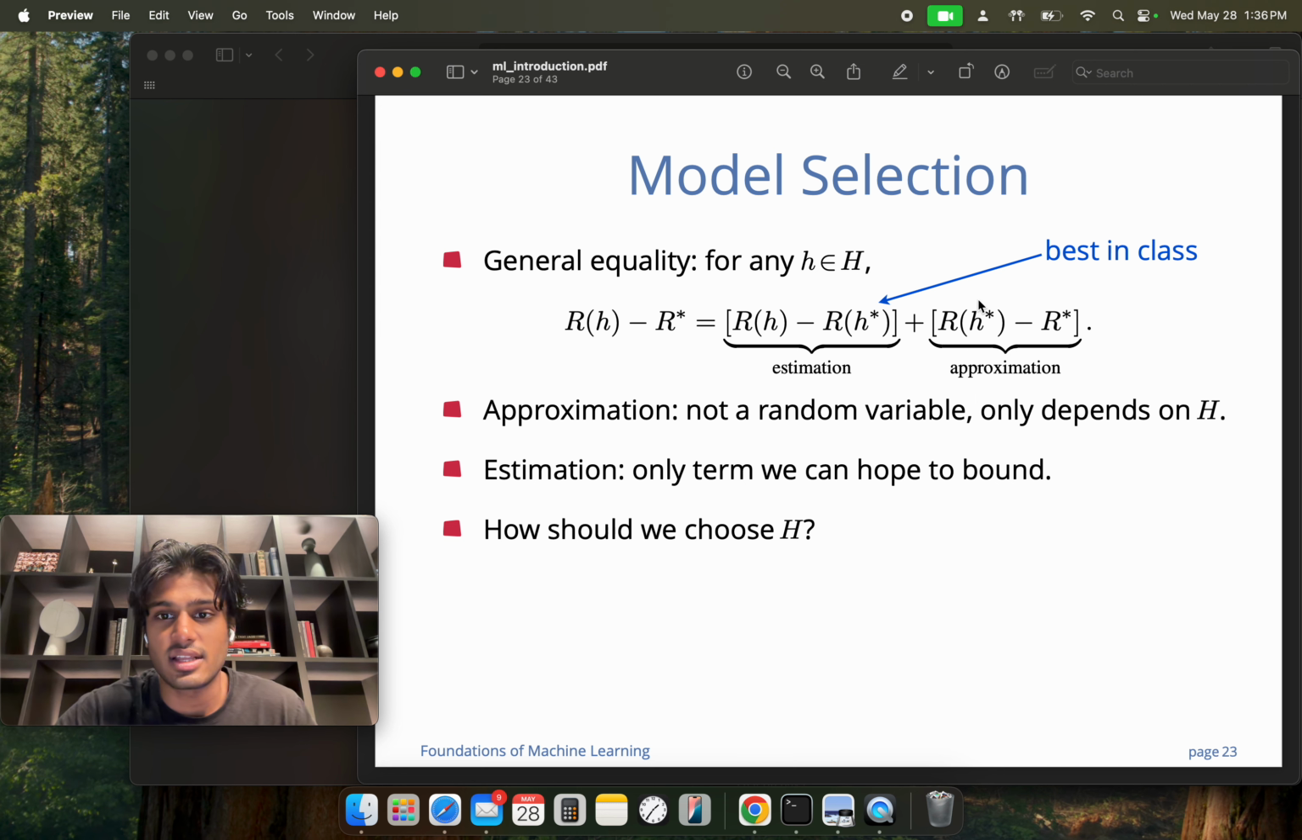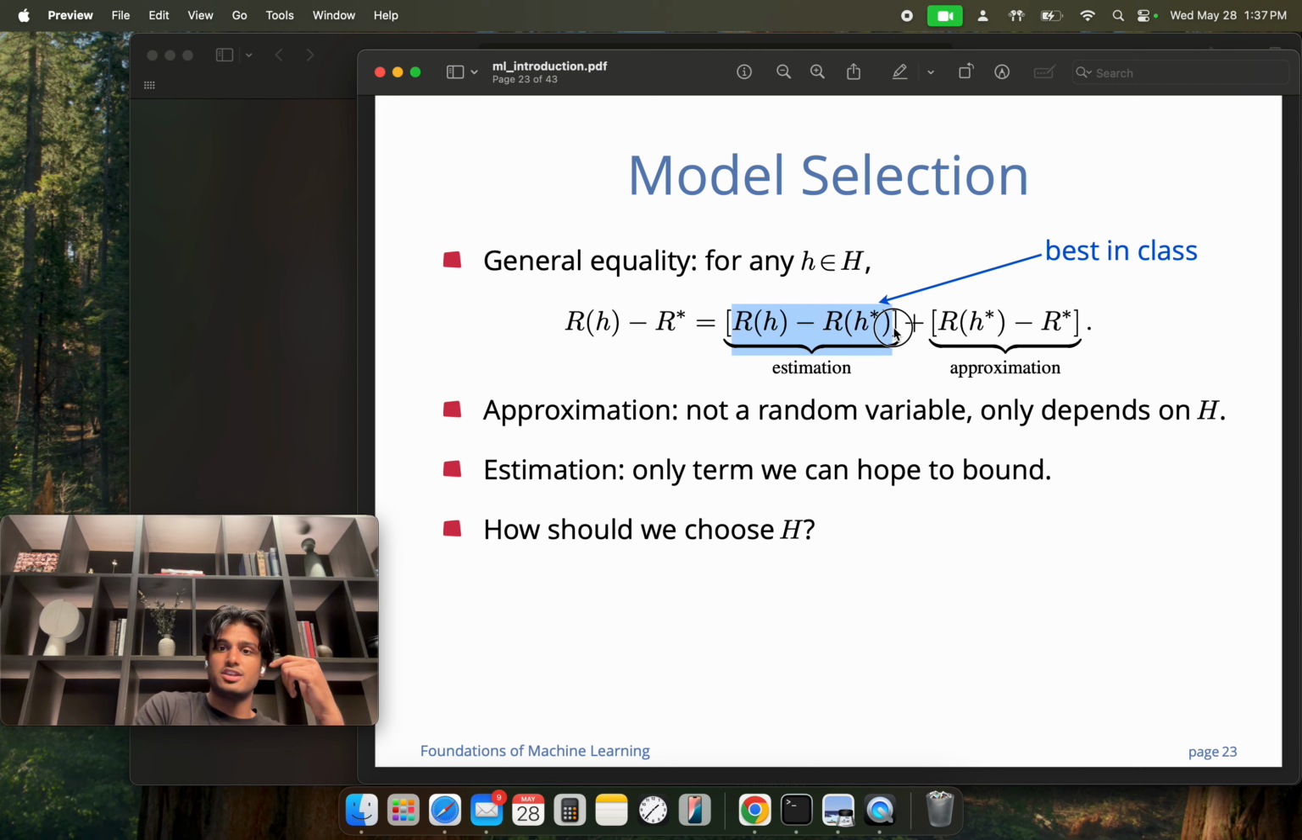You can think of this as like the bias variance trade-off. This term is the bias. How good is it compared to the absolute best in class? The absolute best in class compared to zero. Let's put R star as 0, because for a deterministic case R star is 0 anyway, right? So this is the best in class. How much is the risk of the best in class? If it's high, that means my thing is biased.